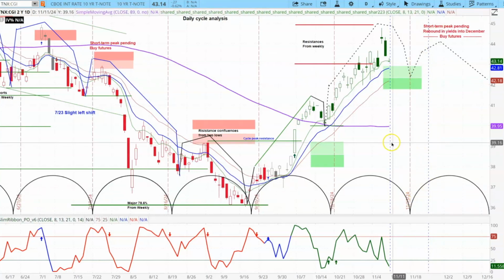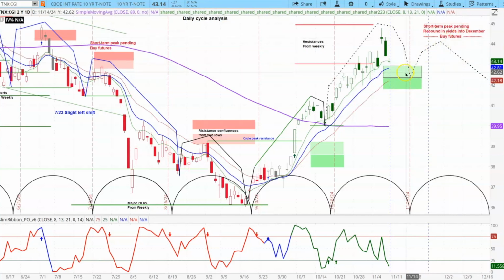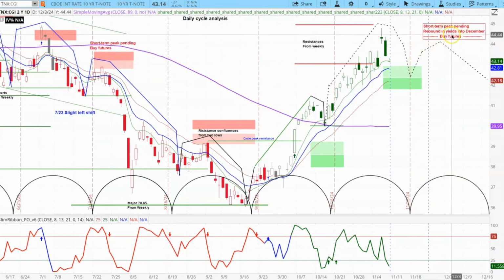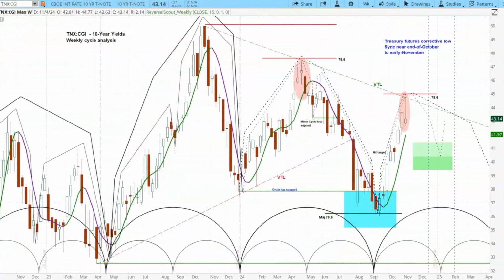These two cycle lines tell you that this is really the area we expect a decline to occur in yields, but then a bump in yields. See the note here? Short-term peak pending with a rebound in yields into December. So somewhere in here into early December, we expect yields to rebound. Were that to happen, based on our analysis, which says yields should be then again moving down, here we see that on the daily, and here again we see that on the weekly into January.